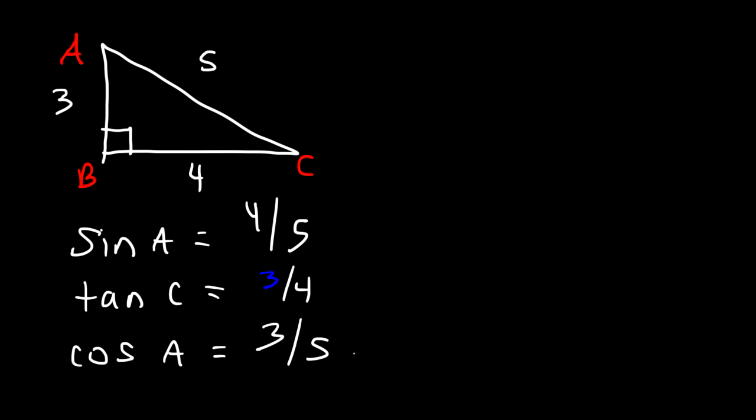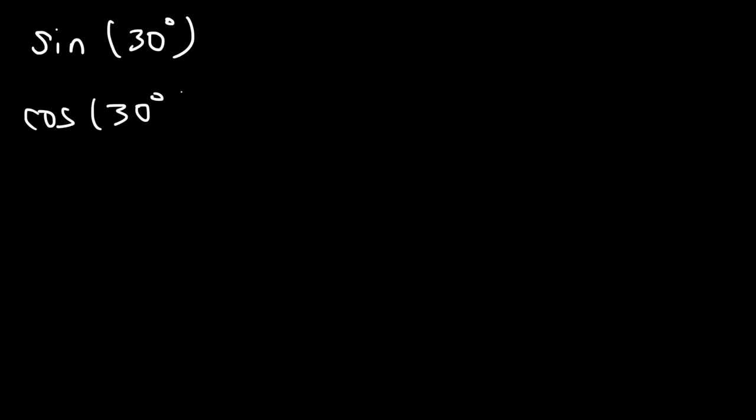And so that's it. That's how you can use right triangle trigonometry to evaluate the three trigonometric ratios: sine, cosine, tangent. Now let's say you wish to evaluate sine of 30 degrees, how would you do it? And also evaluate these two, cosine 30 and tangent 30.